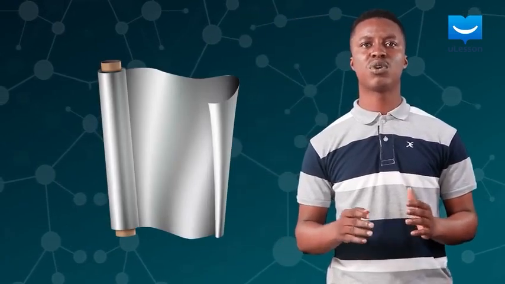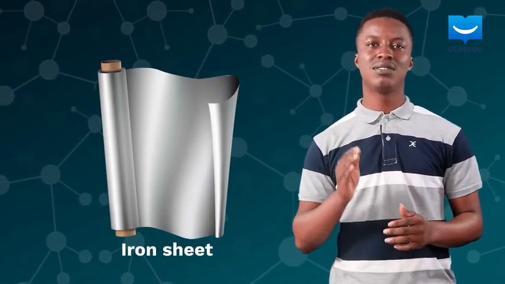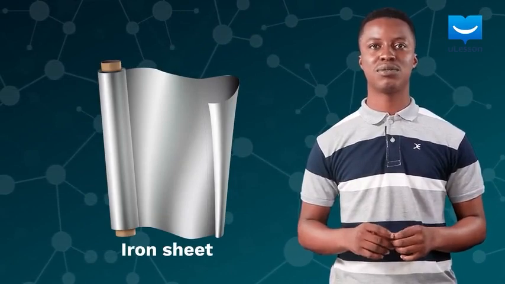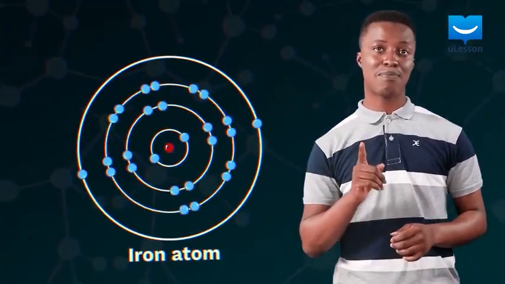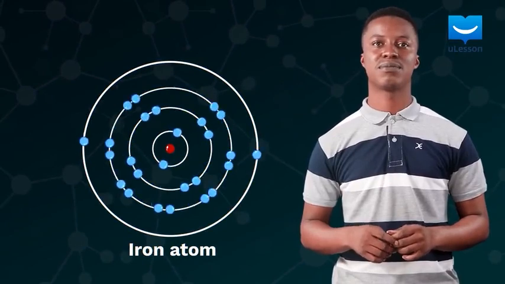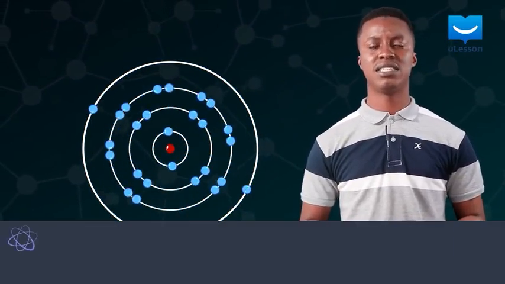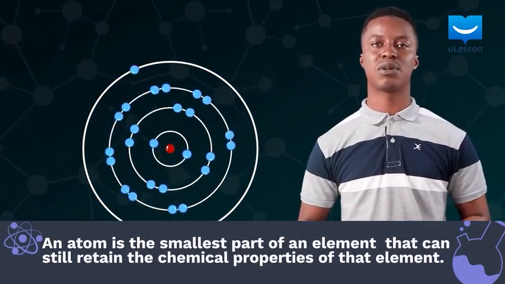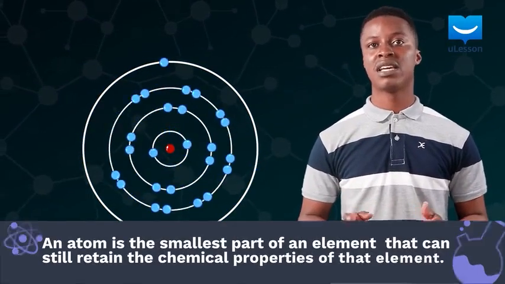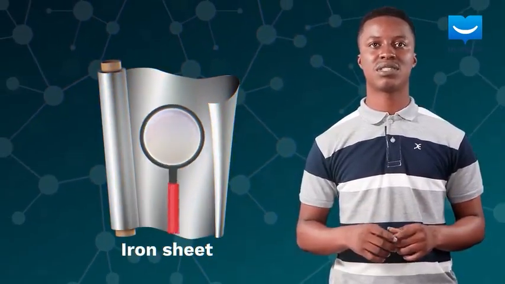What is an atom? Imagine that we can continue to cut down a piece of iron sheet to the smallest particle possible, which can still retain the chemical properties of iron. That particle is what we call an atom. So we can define an atom simply as the smallest part of an element that can still retain the chemical properties of that element. The actual existence of atoms was not established until the 19th century, when John Dalton, an English chemist, put forward the atomic theory.